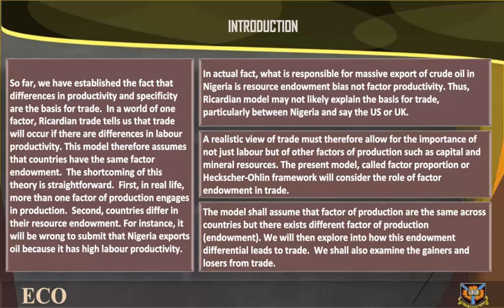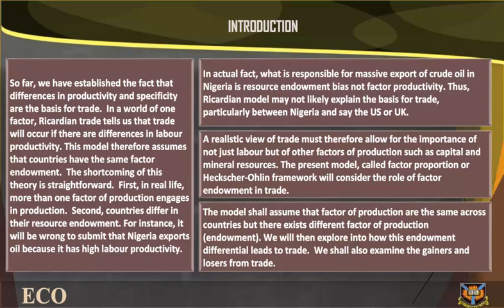First, in real life, more than one factor of production engages in production. Second, countries differ in their resource endowment. For instance, it would be wrong to submit that Nigeria exports oil because it has high labor productivity. In actual fact, what is responsible for massive export of crude oil in Nigeria is resource endowment, perhaps not factor productivity. Thus, Ricardian model may not likely explain the basis for trade, particularly between Nigeria and, say, the US or UK.